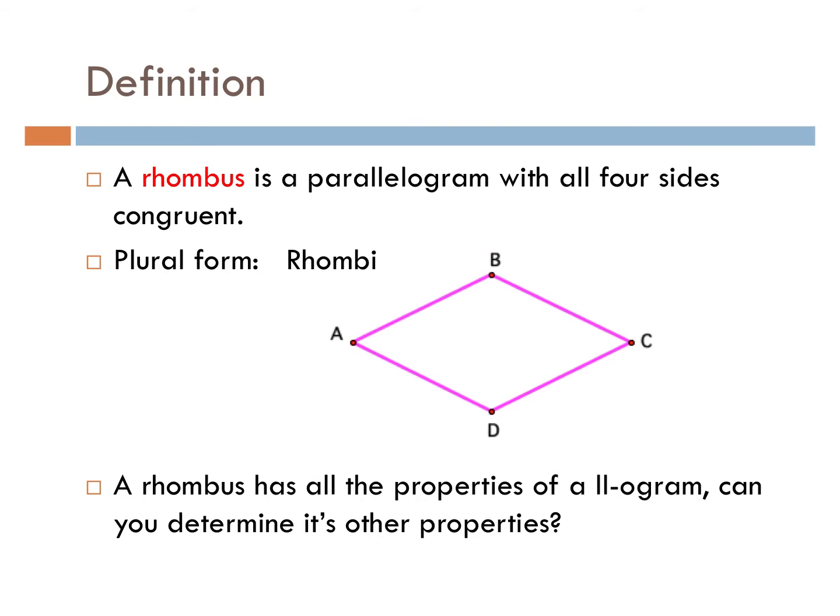So a rhombus, which is the singular form of rhombi, is a parallelogram with four congruent sides. So like I said, plural form is rhombi. So let's go ahead and mark this with its definition. It has four congruent sides. Because it's a parallelogram, obviously opposite sides are going to be congruent. So a rhombus will have all the properties of a parallelogram, and we are going to determine the other properties.